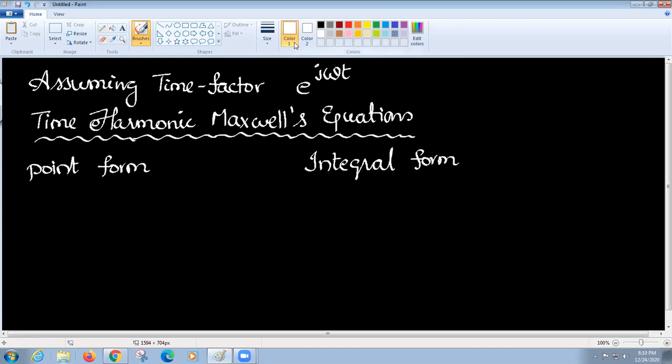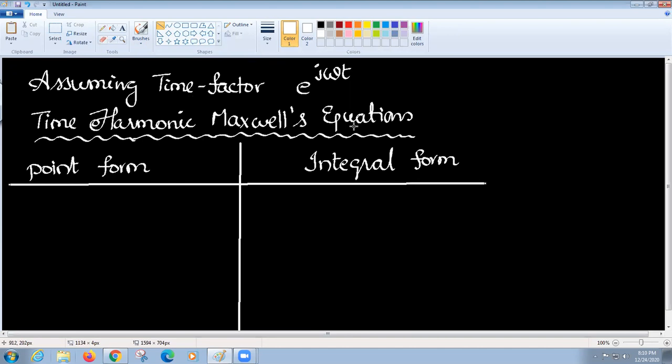What is my point form here? The first one is Gauss's law in electrostatics, Gauss's law with electric fields. Which color can I take? Let me take this color. So I know the divergence of D in the presence of source, I know the divergence of D.